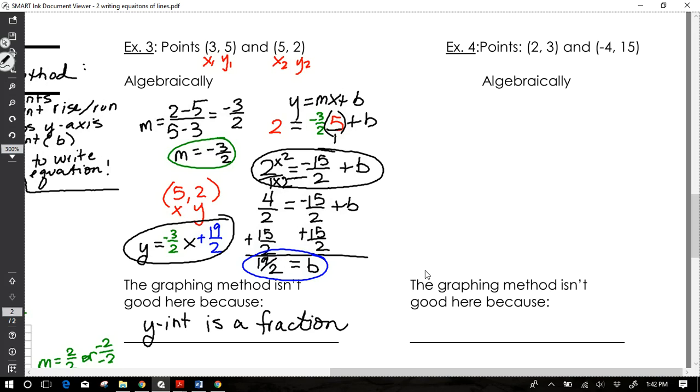There's also another time when the graphing method wouldn't be great. And that would be if the y-intercept is too big to fit on the graph that you have, or too large. All right, so those are two times when the graphing method probably wouldn't be the best. So we do need to practice our algebraic method.